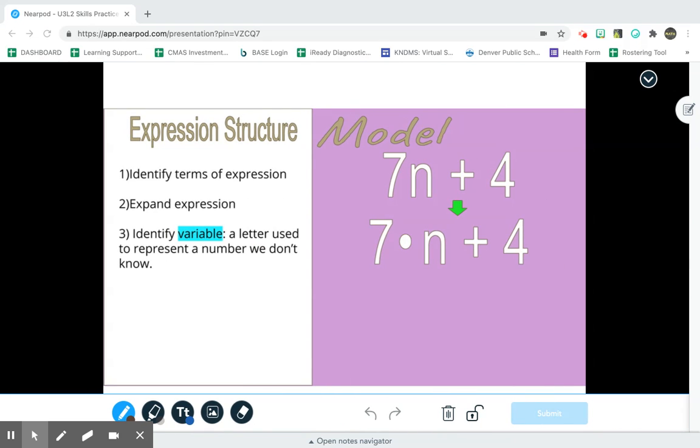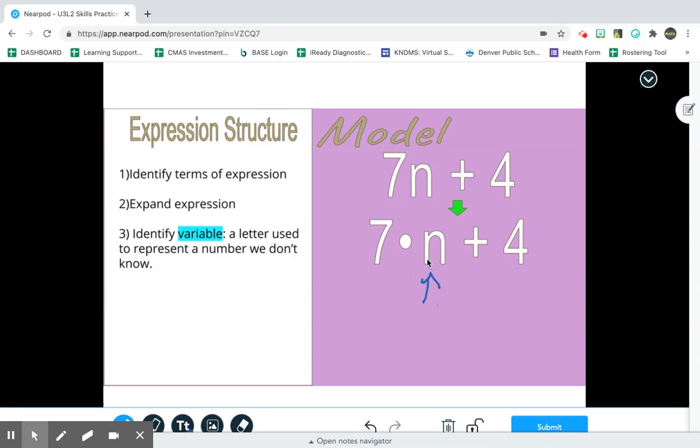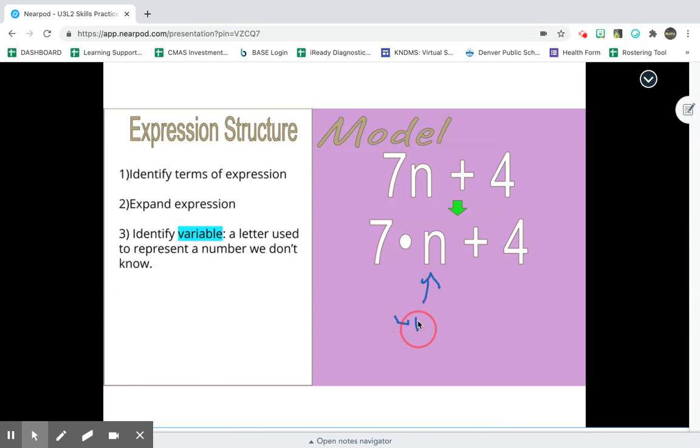Well, let's look at this. The first thing after I expand my expression is to identify my variable. Well, what is a variable? You may be asking yourself. Well, a variable is a letter used to represent a number we don't know. And the key part about this is that it's a letter. That part is extremely important. Once we can identify that it's a letter, then we can go into our expression and look for, okay, what's the letter in this expression? Well, the letter in this expression is n. So I can identify that n right there, that's my variable.